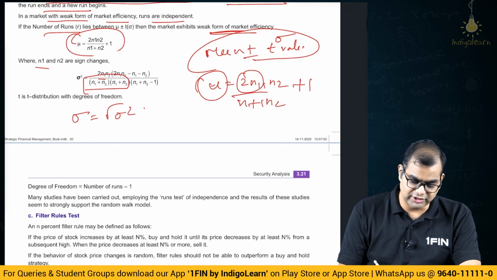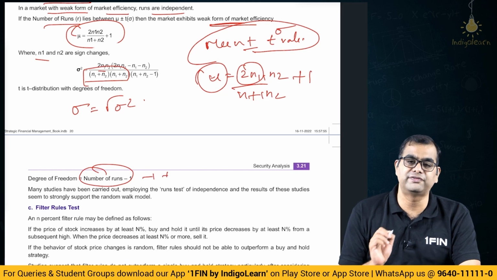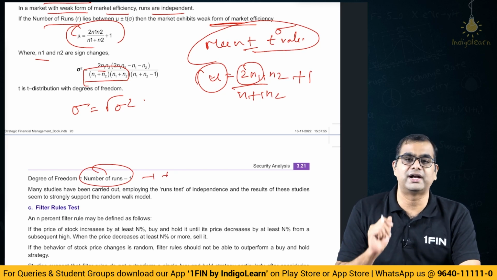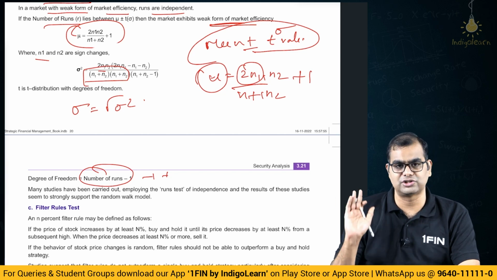In a T distribution, you have something called degrees of freedom. So the number of runs minus 1 determines the degrees of freedom. How will this degrees of freedom help you? Let us look at a question, only then you will understand this process. We have I think 2 or 3 questions, we will solve those and then we will be done with the questions also at the same time.